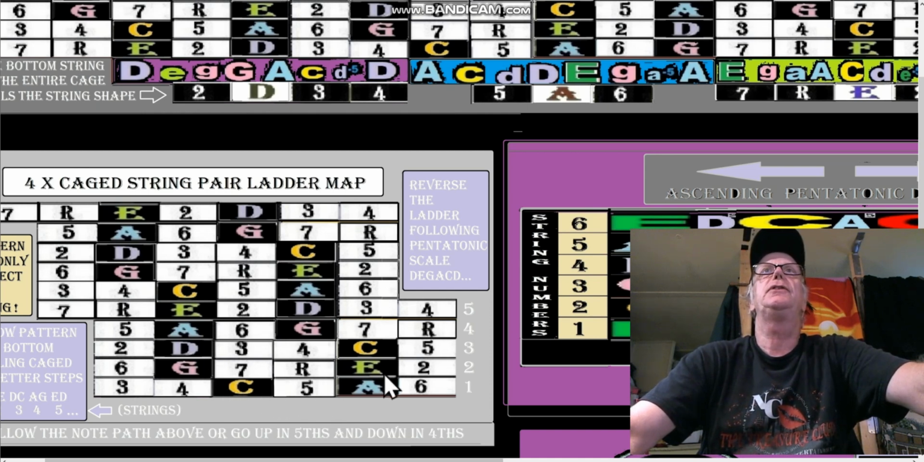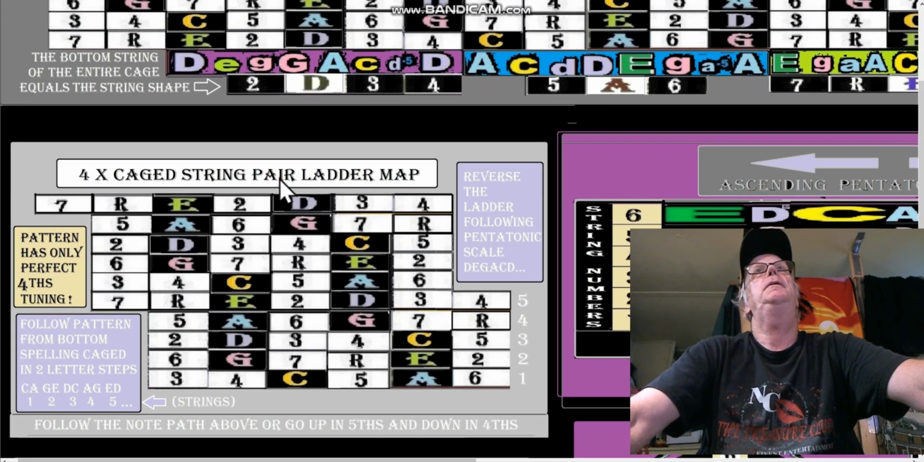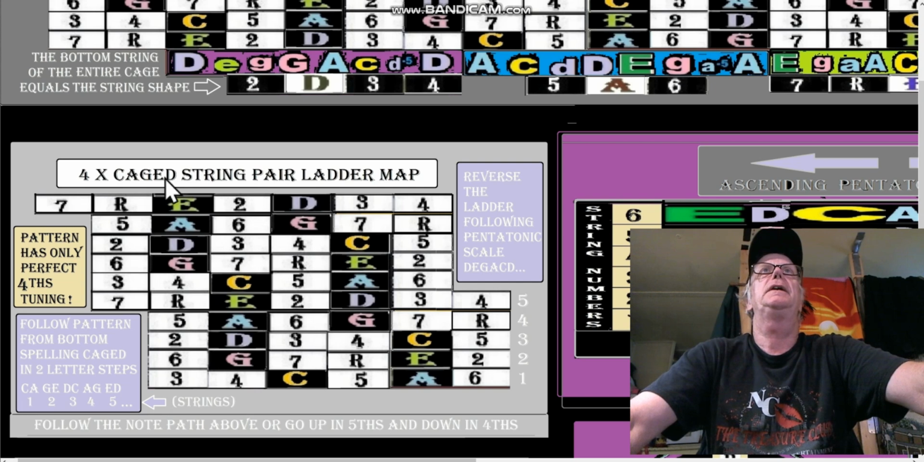We can go up and caged in like a ladder. C, A, G, E, D, and repeat. That's why it's the 4-time caged pair, caged string pair.